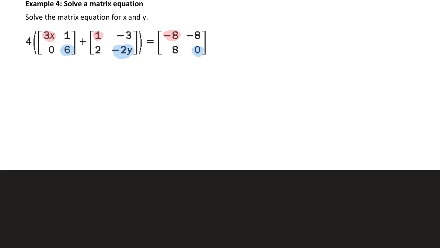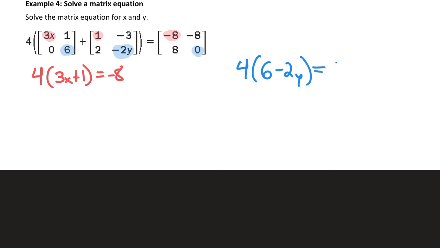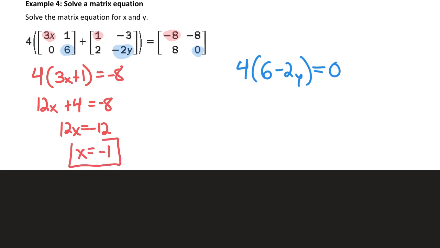So my equations I'm going to set up, it's going to be 4 parentheses 3x plus 1 equals negative 8. So that's me applying the distributive property and then just lining up each of the proper elements. All right. So in the next part, I'm going to do the next equation, 4 parentheses 6 minus 2y, and that's going to equal 0. So then this just becomes an equation for me to solve. So this is 12x plus 4 equals negative 8. If I keep solving this, 12x equals negative 12, x equals negative 1. So that's just me solving it once I've got the equation set up.